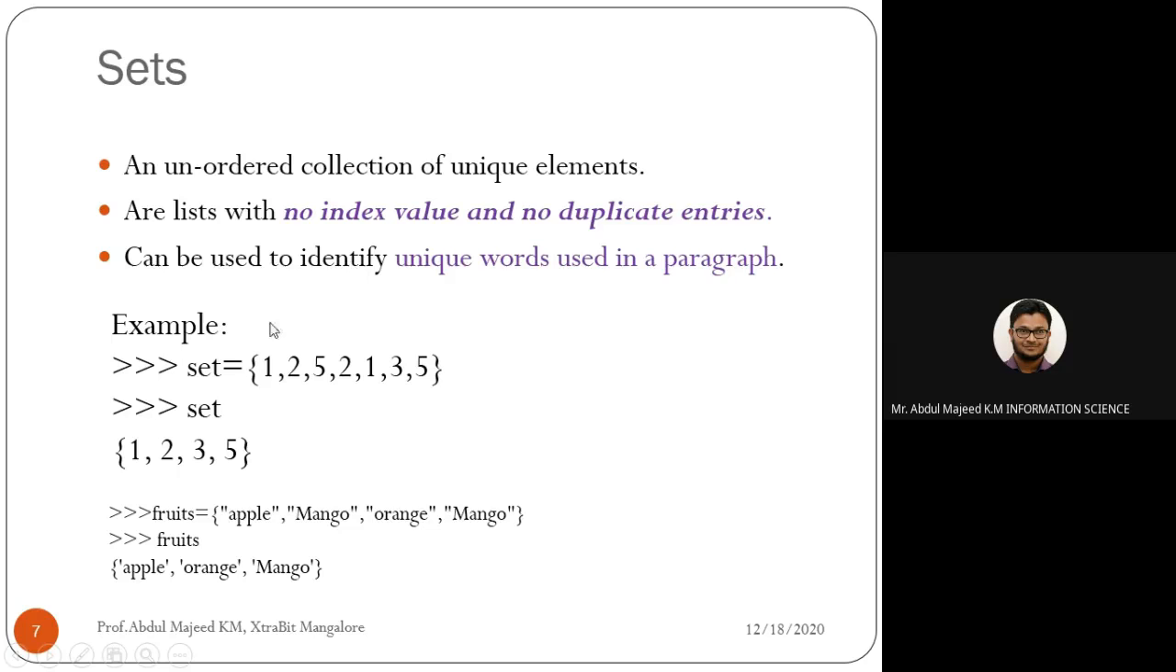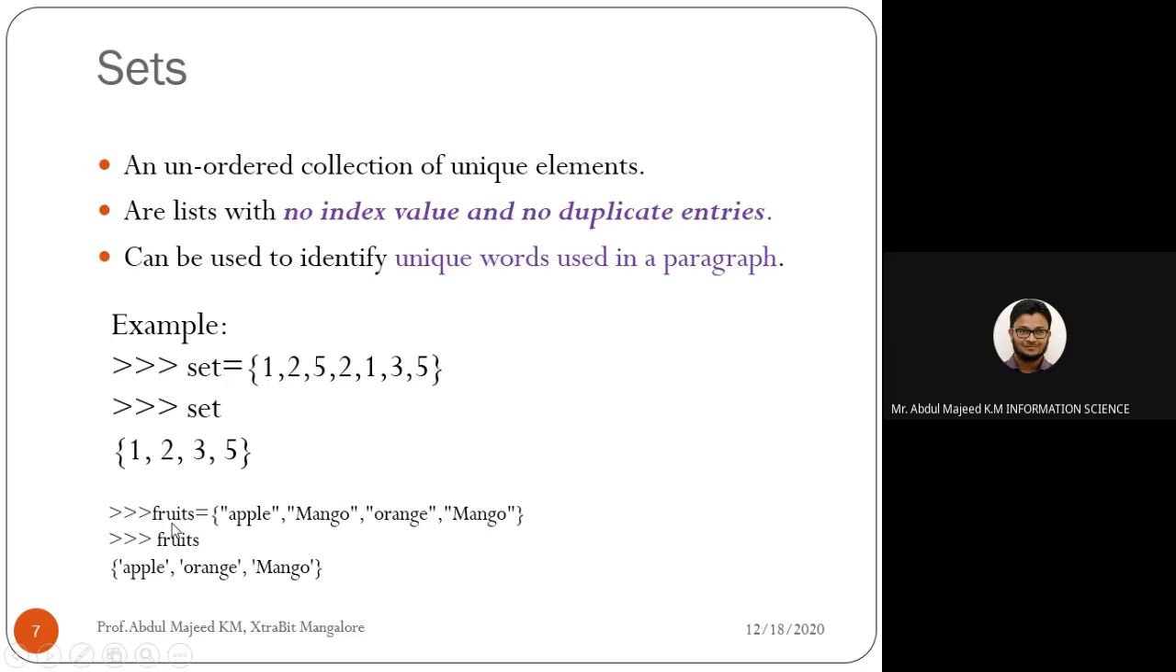How to create a set? Set is equal to, you have to use curly braces, then specify the elements, separated by commas, and close the bracket. So here I created a set with numbers. Then if I write the set, I can see only the unique numbers. It will remove the duplicate entries and give only the unique values.